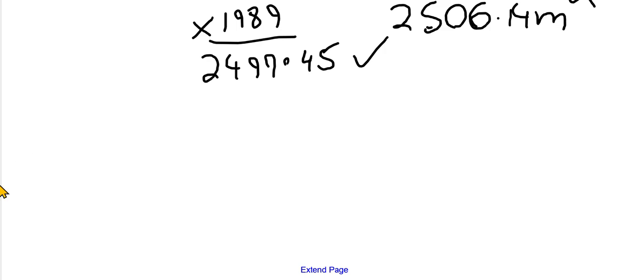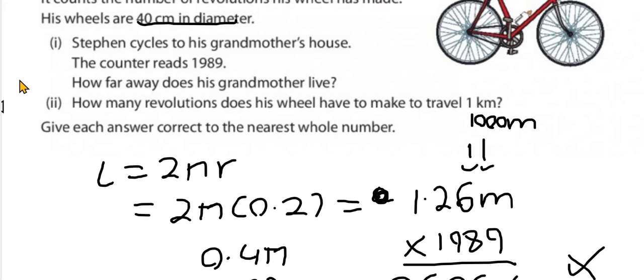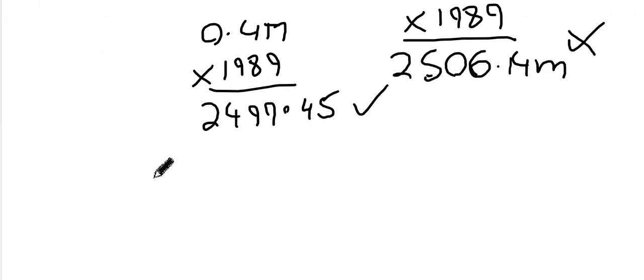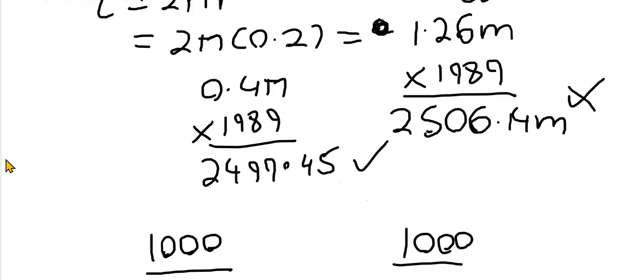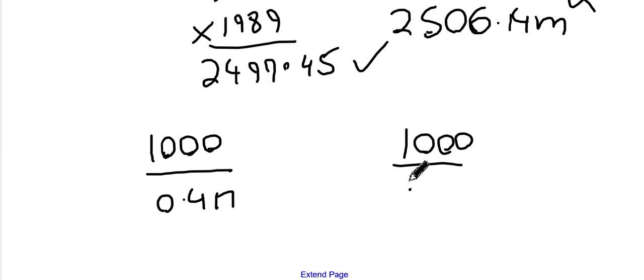Now, next thing, guys. Okay. So what we're going to do is we're going to get 1,000 and we're going to divide 1,000 by 0.4 pi. Use this side of the classroom, I want you to do 1,000 divided by 0.4 pi. This side of the classroom, I want you to do 1,000 divided by 1.26. And you'll see that there's a discrepancy in the answers.